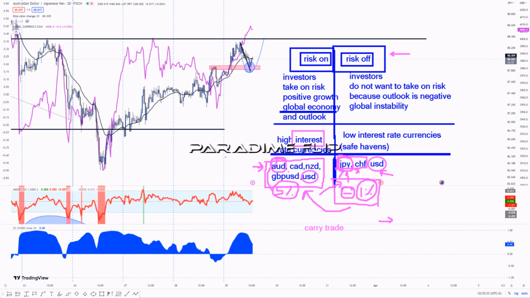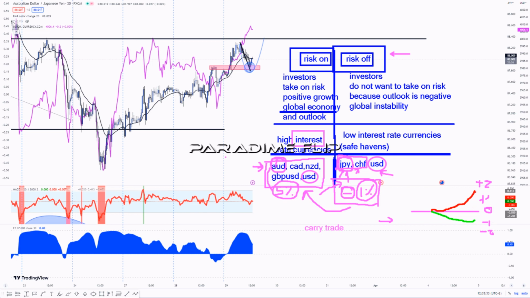If you think of an Australian dollar interest rate, if this is an interest rate chart, and this is 0%, this is -1, this is -2, let's say this is positive 1, this is positive 2. Let's say you have here in green the Japanese yen interest rate at negative 1%. And let's say, for example, you have the Australian dollar interest rate right here at plus 2%.